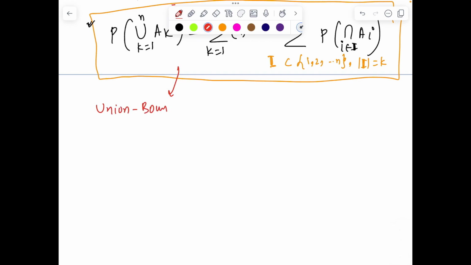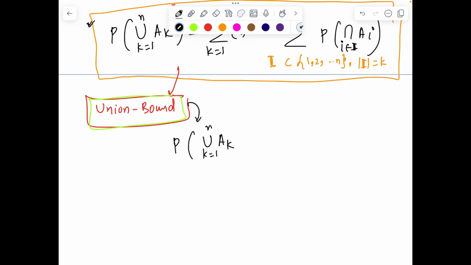अब यहाँ से भी question has already come, and JEE Mains I have seen. Advanced I don't think till now they have given. So union bound is probability of union of AK, let's say K is going from 1 to n. First let me write the general theorem, is less than or equal to probability of AK, K is running from 1 to n.